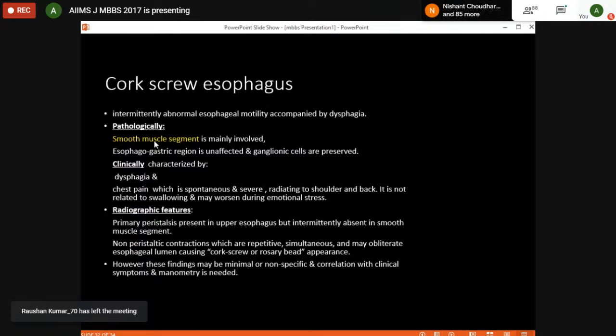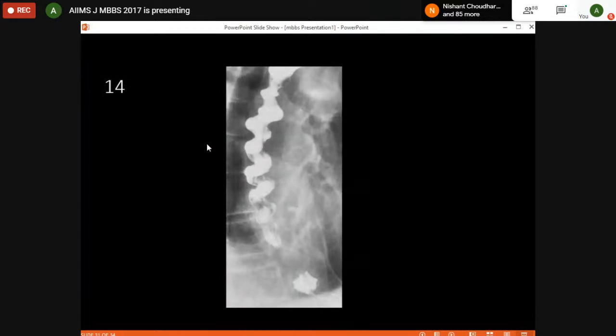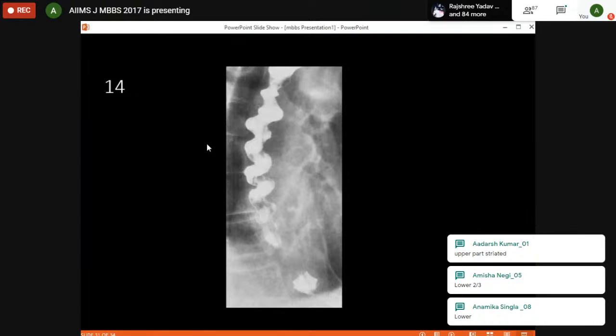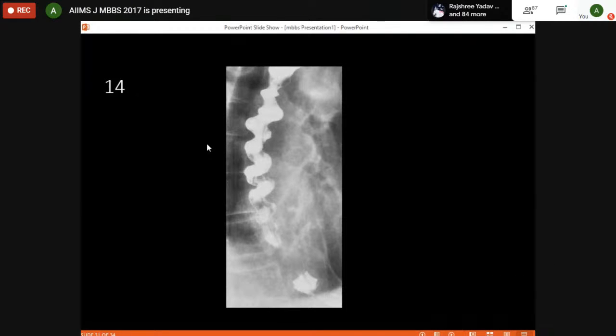So corkscrew esophagus, basically smooth muscle segment is mainly involved. So if I tell you smooth muscle segment is involved, which part of the esophagus am I referring to? Which part of the esophagus has striated muscles and which part has smooth muscles? Anyone? Anatomy? Okay, it is the lower part of the esophagus which has smooth muscles. Yes, distal part has smooth and upper part has striated. Very, very important to remember. Why? Because when you read general surgery and about CA esophagus, you have to know these things because that will decide which part of the esophagus has adenocarcinoma and which part has squamous cell carcinoma. Therefore, this part of anatomy is very important to know.